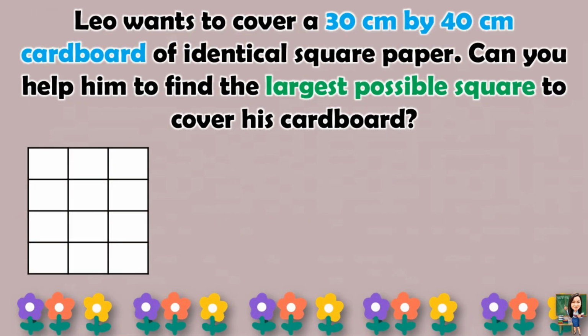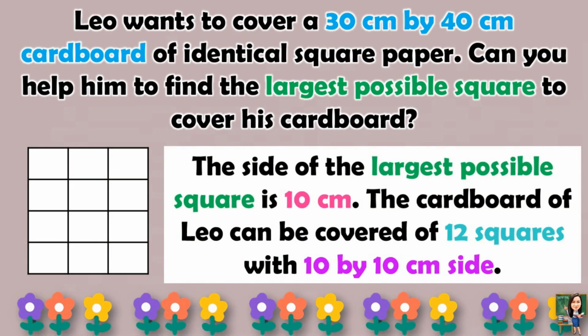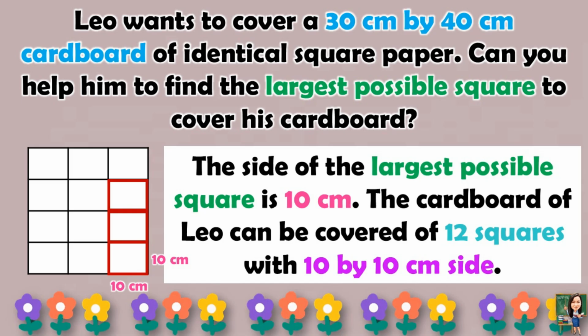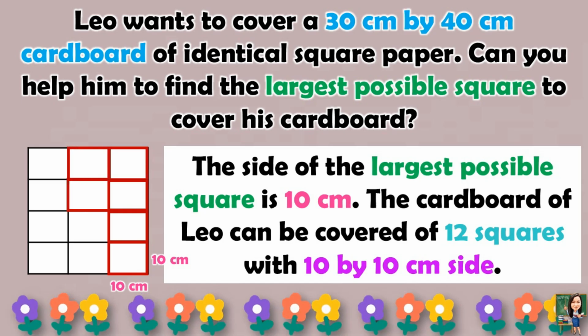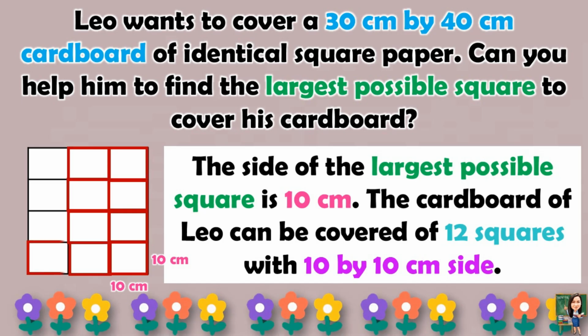Let's go back to the problem. The side of the largest possible square is 10 cm. The cardboard of Leo can be covered with 12 squares with 10 by 10 cm sides.